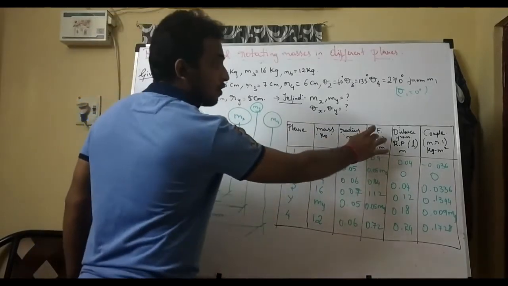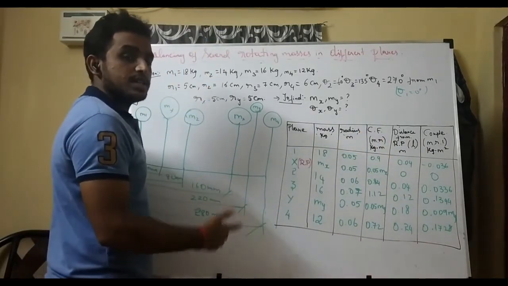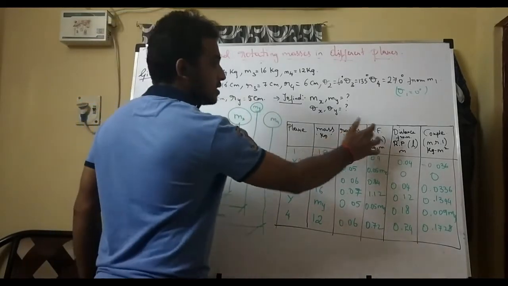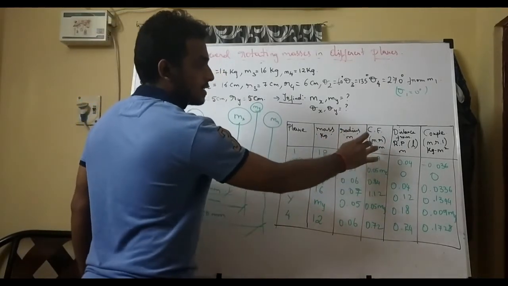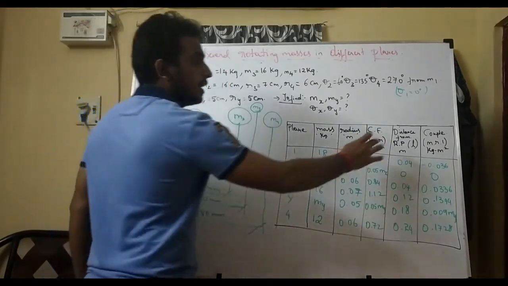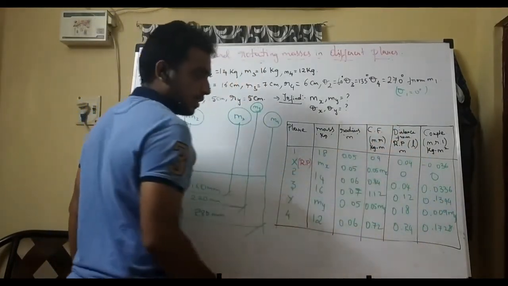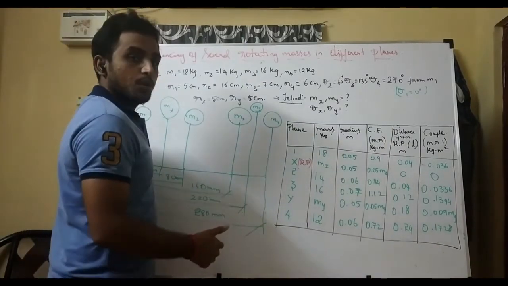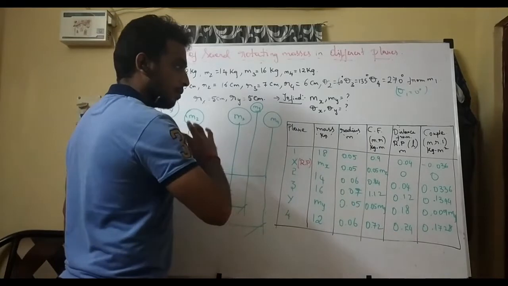And then we are finding out the centrifugal force. We know that centrifugal force is m omega square, in terms of the equation omega square is getting cancelled. We know that centrifugal force is mass into radius. That's what I have written, m into r, that is kg meter. And then distance from reference plane. This is very much important in terms of solving the problem.